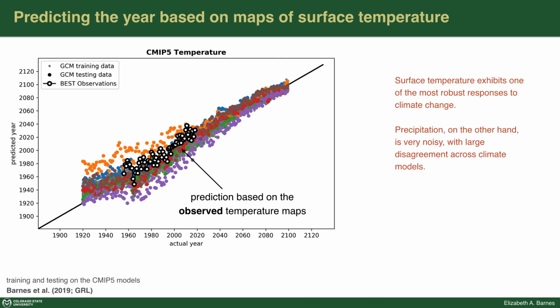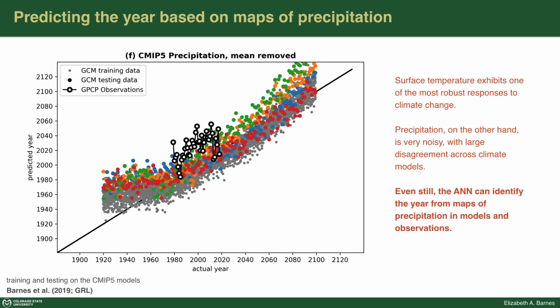Now, surface temperature exhibits one of the most robust responses to climate change, so you may not be all that impressed that I've just found patterns of climate change in surface temperature maps. However, precipitation is very noisy and has large disagreement across climate models. So the question is, how does this method perform when we feed the neural network maps of precipitation and ask it to predict the year? And that's shown here. So even though precipitation is so noisy, the neural network can still identify the year from maps of precipitation in both models, shown in the colored dots, and observations, which is shown in the white dots. Again, the one-to-one line means a perfect prediction.